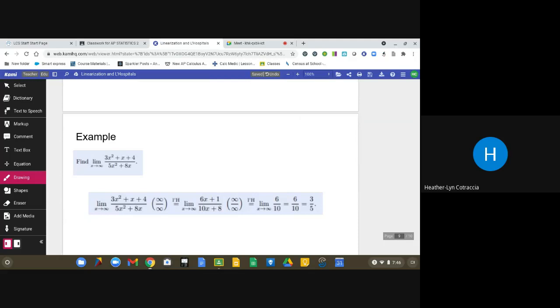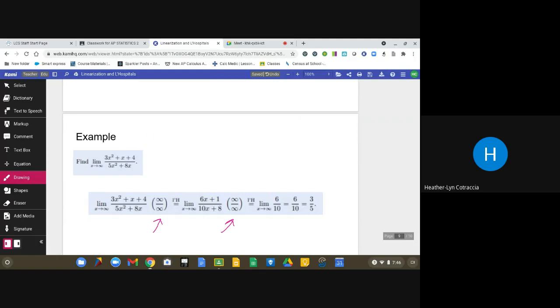This one, if you plug in the infinities, these are positive, so I know that they'll work. But you can look down here at the rules. You would get the indeterminate form, infinity over infinity. Take the derivative, you get 6x plus 1 over 10x plus 8. If you plug in infinity, you will again get infinity over infinity, still indeterminate. So we do it again, which gives you 6 over 10, which equals 3/5.